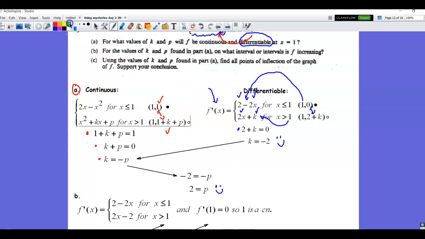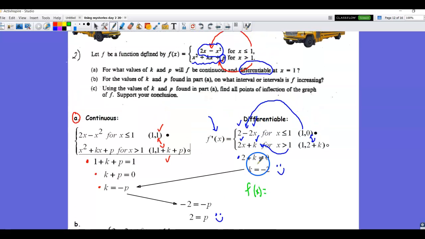Now that will allow me to go back and rewrite my original function. So here's the original f of x equal to 2x minus x squared for the first piece, and now I'm going to substitute k, which is negative 2, and p, which is positive 2, for the second piece on the same interval.